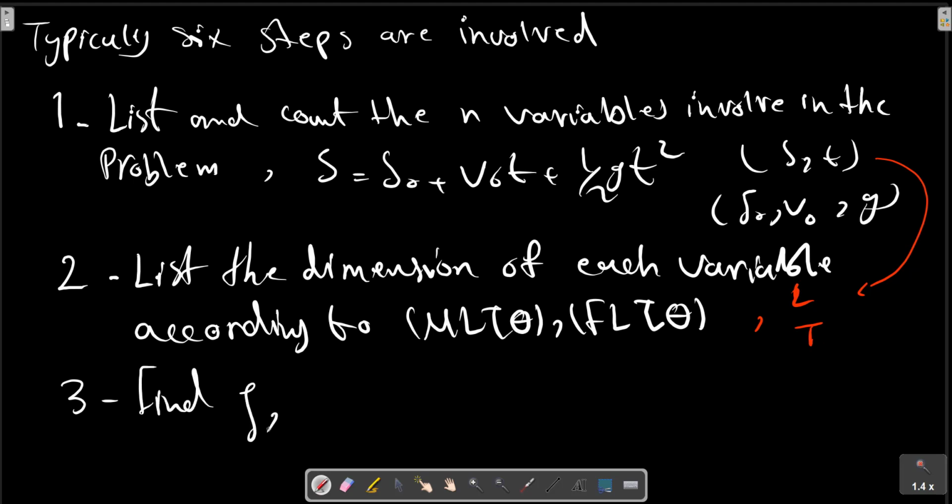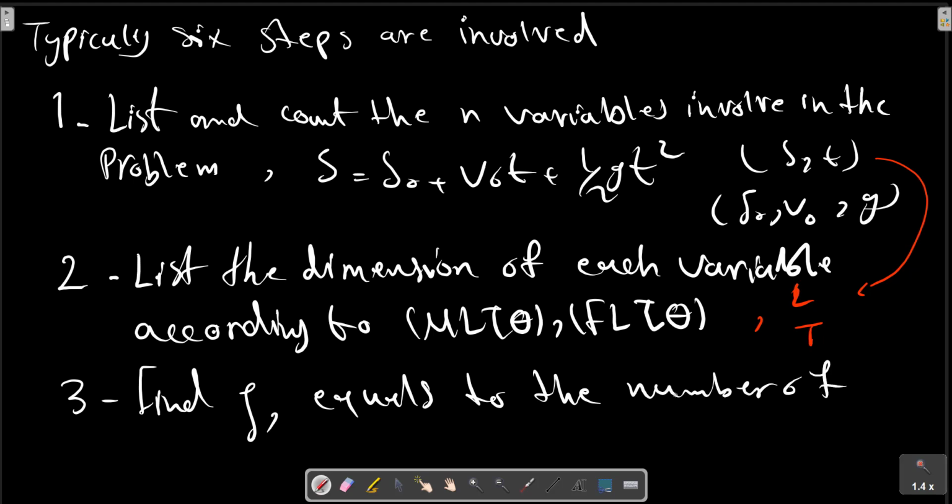Step 3: Find j. Initially guess j equals the number of different dimensions present in all variables.